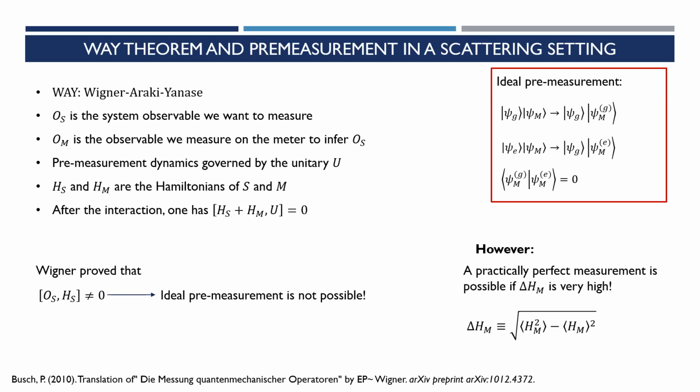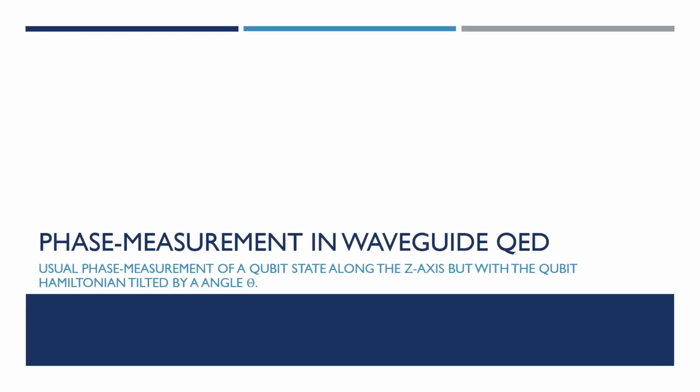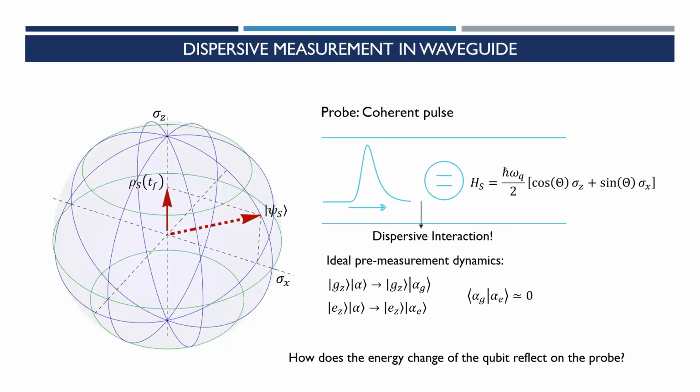Okay, so this is important because we will basically see this Wigner theorem in action in our example. Okay, so what's the idea? We are in a waveguide setup as Maria before. We send a pulse that in particular will usually be a coherent pulse. This interacts dispersively with our two-level system. And in the ideal case, we have this mapping. So this is basically the ideal pre-measurement as I explained in the slide before.